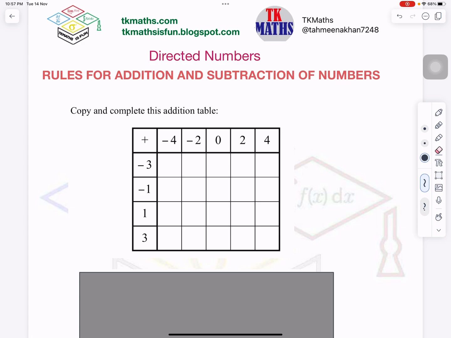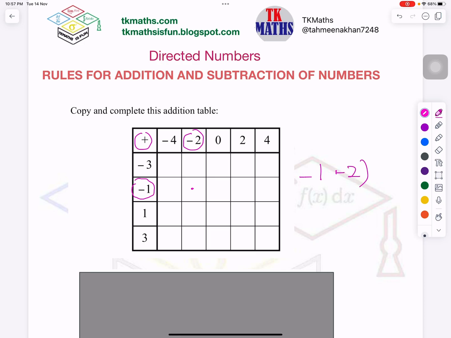For example, I want to fill out this box, right? I will look at the number on the left of it and on the top of it. On the left, the number is -1 and on the top it is -2. What I have to do? I have to add these two. So if I do -1 and I add it, it will be -2, right?